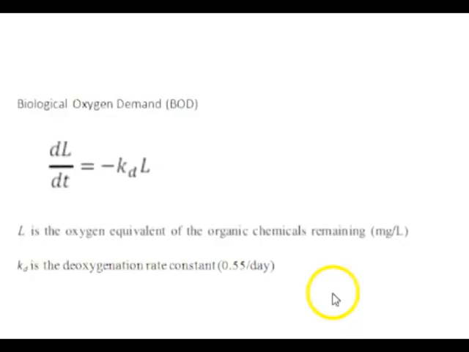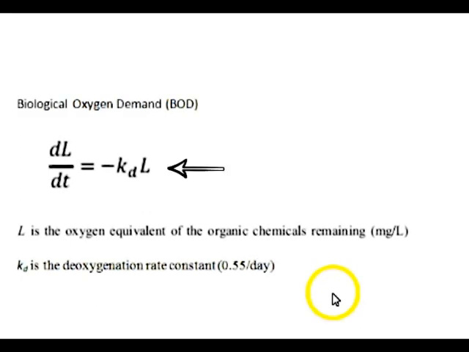The first part of the problem is to solve the biochemical oxygen demand, or BOD decay. We use this differential equation where L equals the amount of oxygen equivalent of the organic chemicals remaining in milligrams per liter, and KD is the deoxygenation rate constant, and it's set at 0.55 per day.